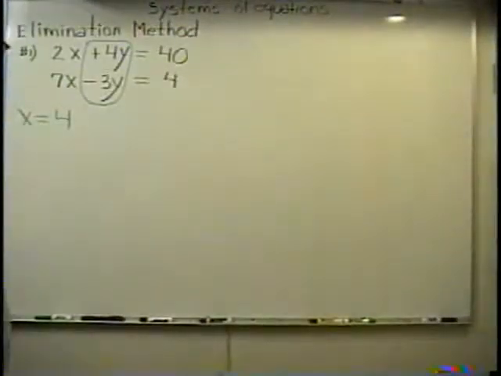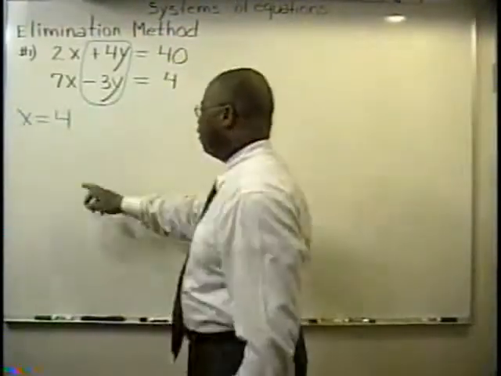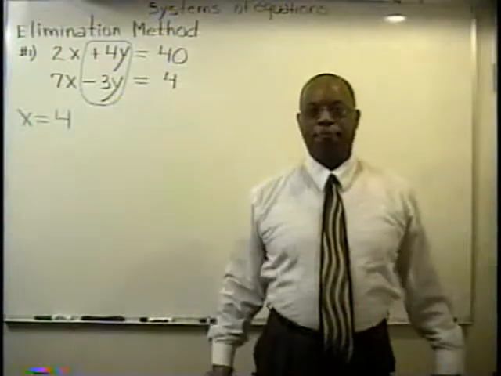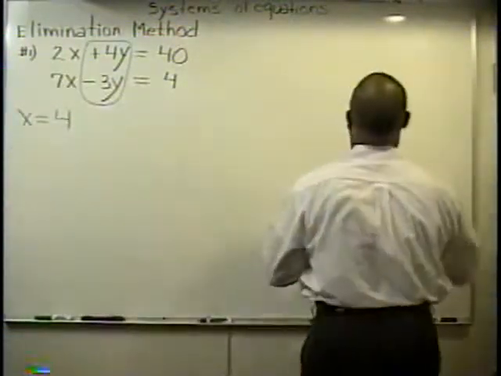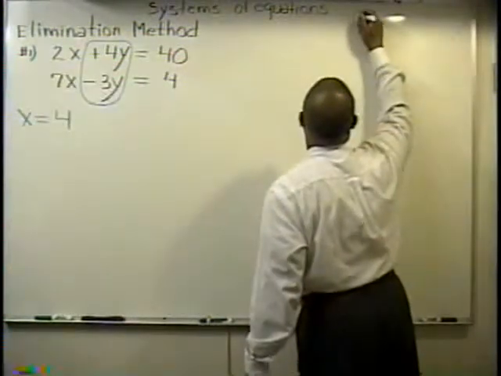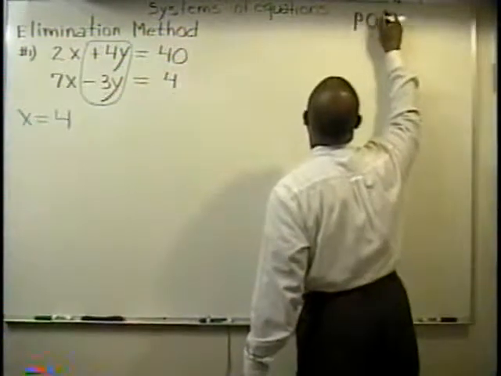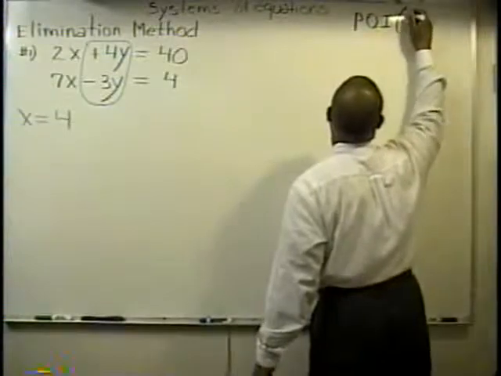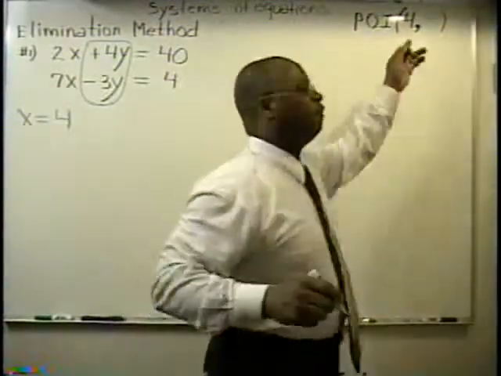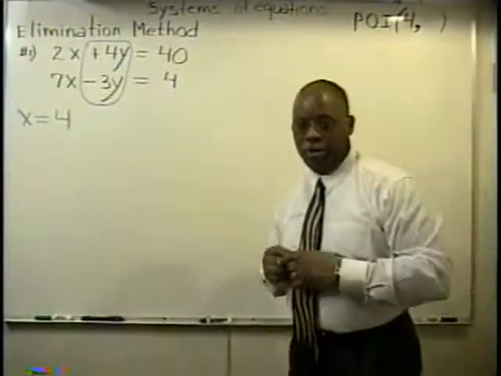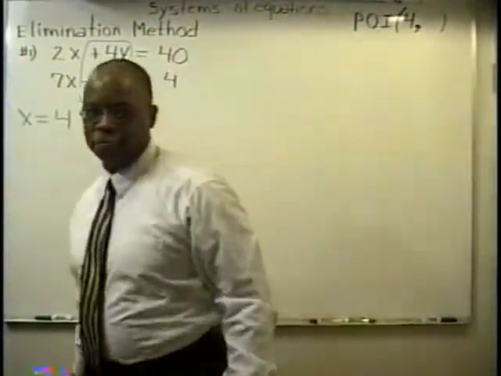Ladies and gentlemen, now, by the elimination method, we found out that x is equal to 4. And I still want to know, right now, this is what I know. I know that I have at least one coordinate of the point of intersection, and I know the x coordinate is 4. We need to find the y coordinate of the point of intersection.